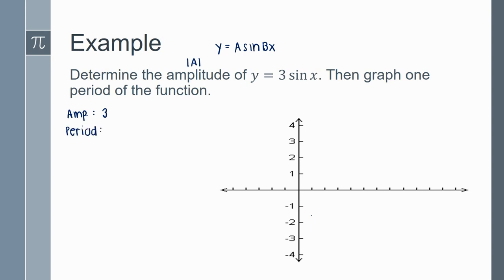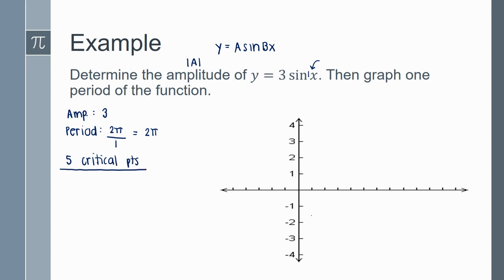So even though it didn't specifically ask me to determine the period, we're going to need it in order to graph. So if you think about our definition, remember it's going to be 2 pi because that's one full rotation around our unit circle. And we want to divide it by the absolute value of B. Well, notice that I don't see a number in front of the x, so it's technically a 1. So the absolute value of 1 is 1. So 2 pi divided by 1 is 2 pi. So we're going to use those two numbers to find the 5 critical points.